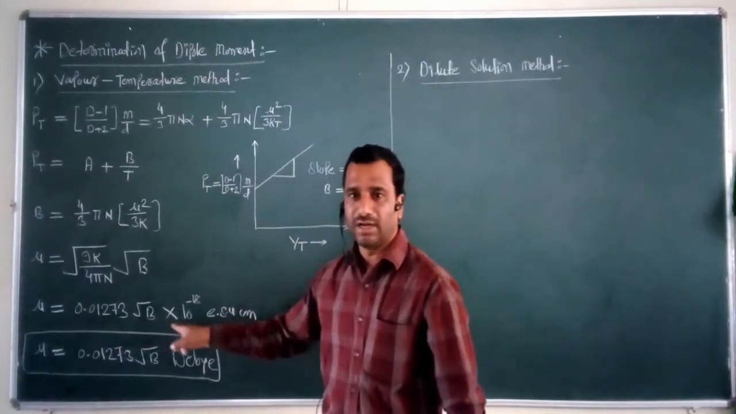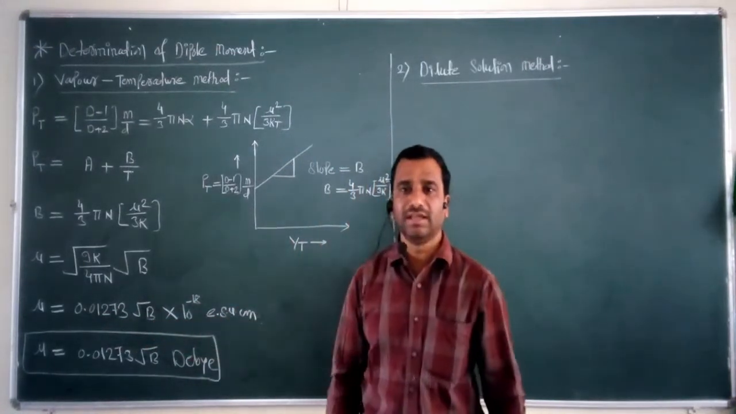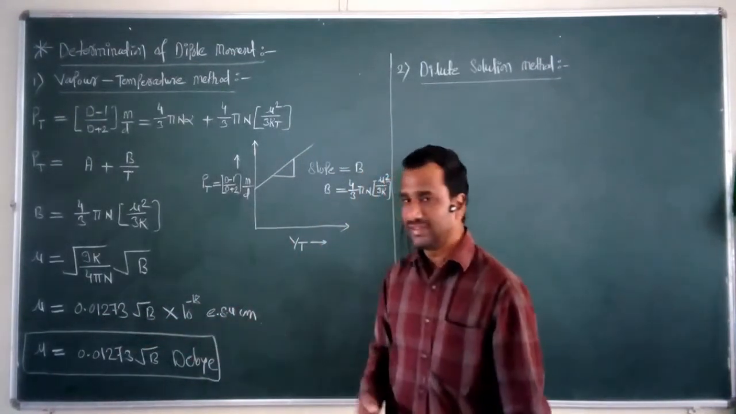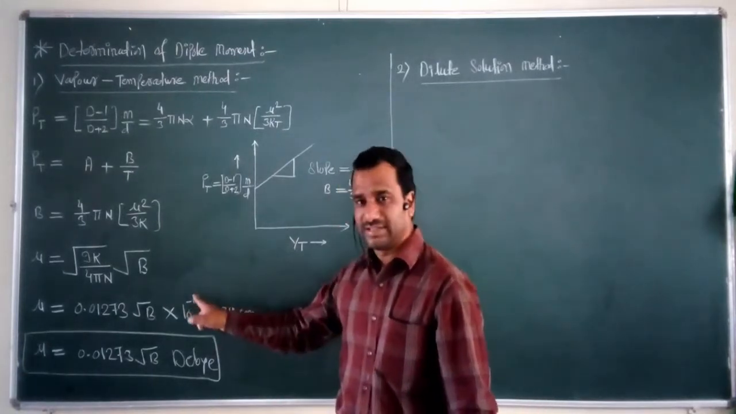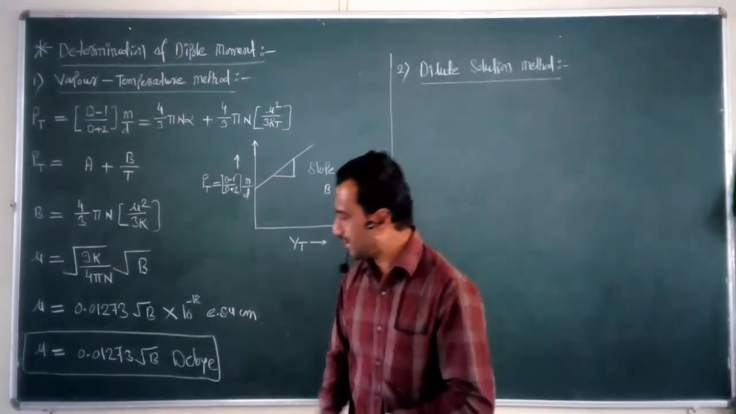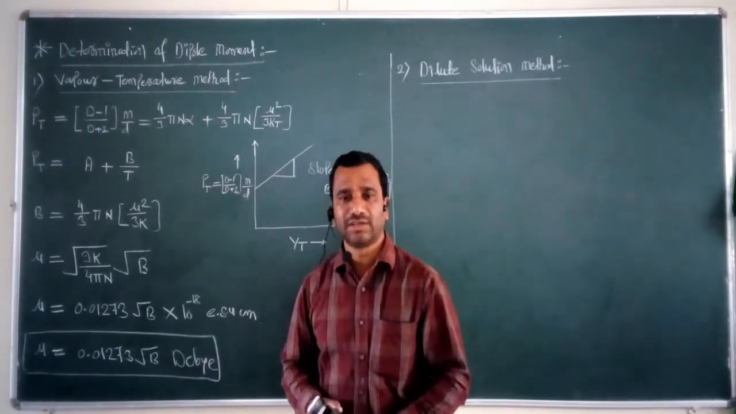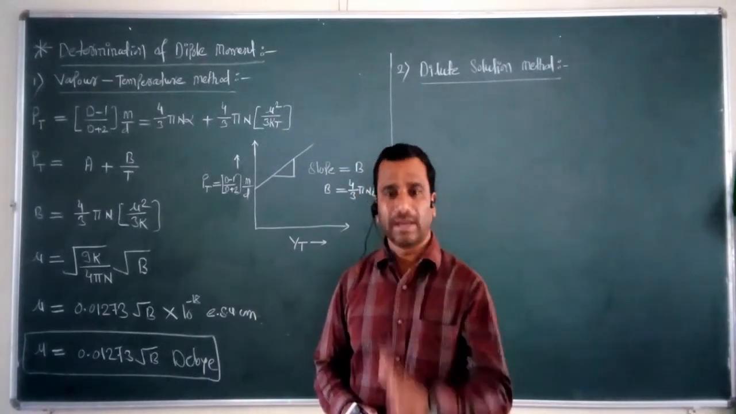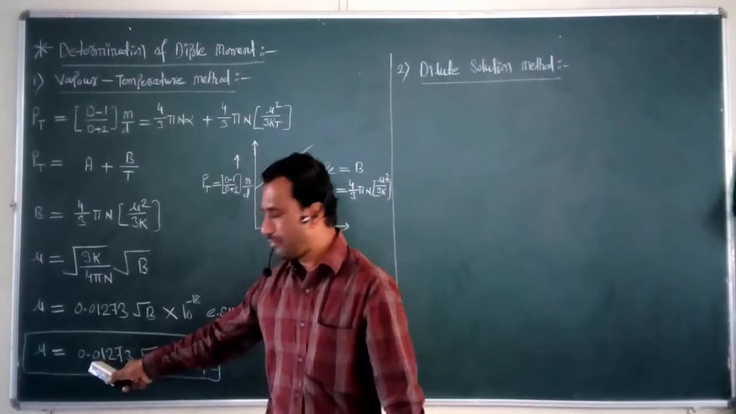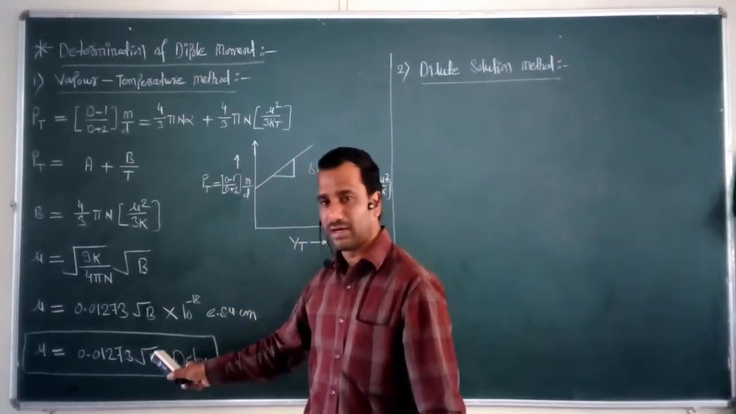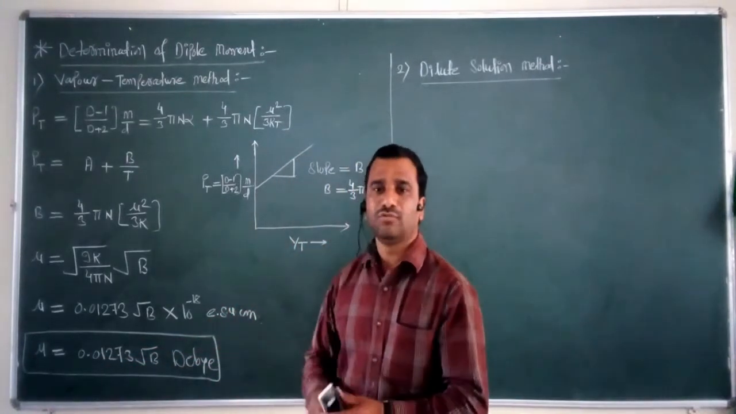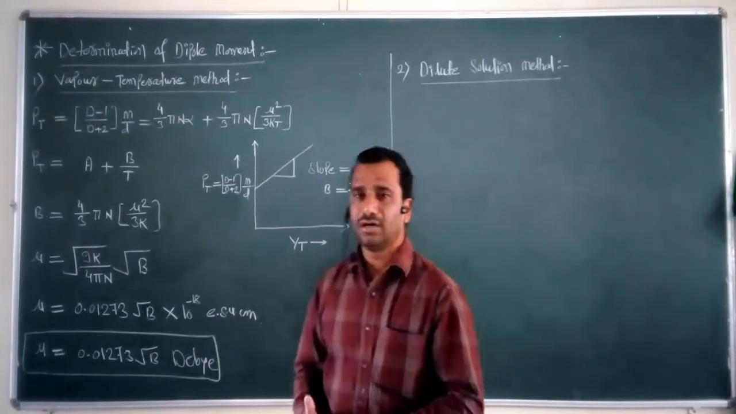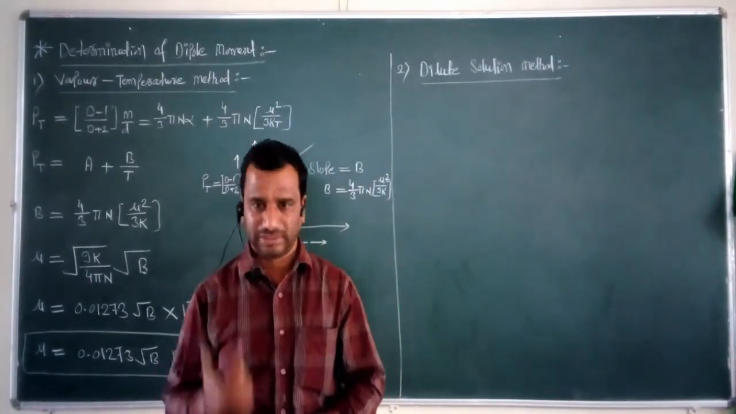0.01273 into under root b into 10 to the power of minus 18 ESU centimeter, and we know very well that instead of this 10 to the power of minus 18 ESU centimeter, we may write here a Debye. So the final equation for calculating this dipole moment is mu is equal to 0.01273 into under root b Debye. So with the help of this, we may calculate a dipole moment of a particular liquid.